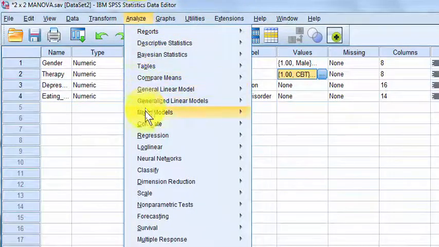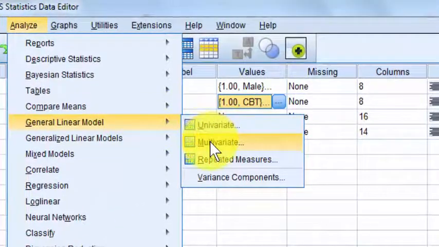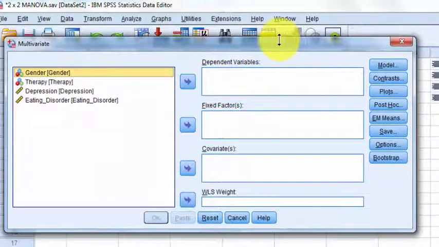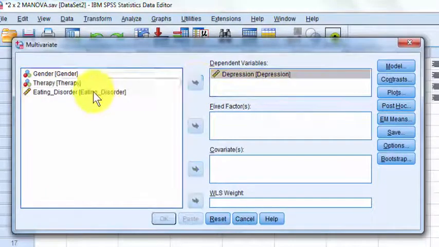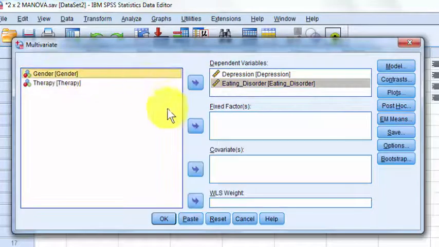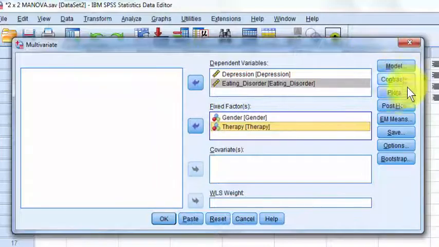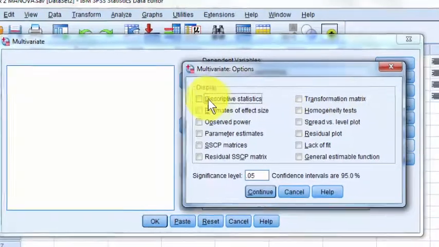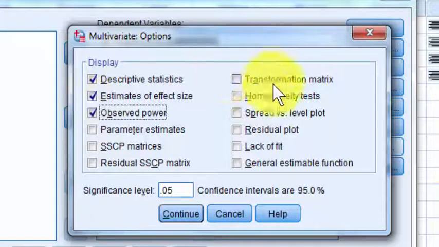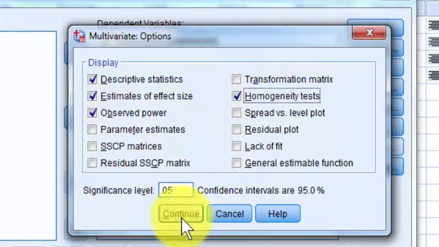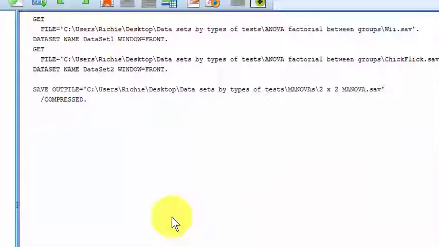Analyze. General linear model, multivariate. Your DVs are depression and eating disorder. Fixed factors are gender and therapy. And what do we want? We want options, descriptives, effect size, power, homogeneity of variance. And we're not checking normality on this one at all.